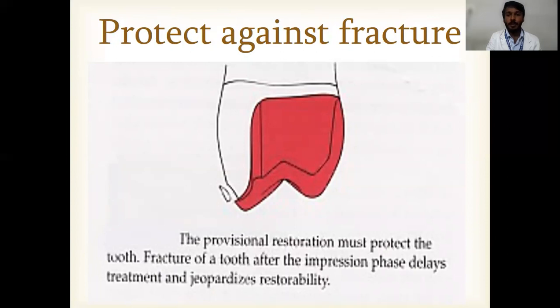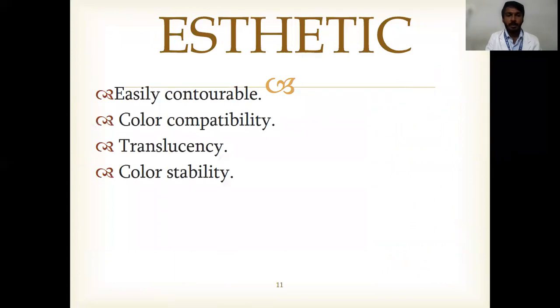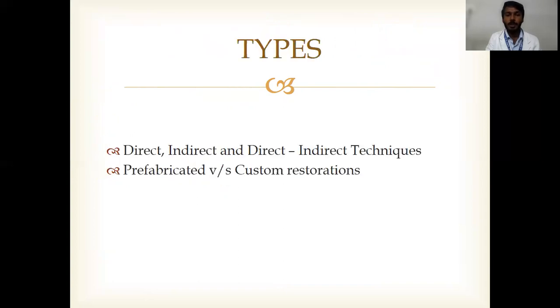Protect against fracture. The protection against fracture, in the sense, it should have adequate strength to withstand the masticatory forces to prevent the fracture of the underlying tooth structure. The aesthetic part should be easily controllable. There should be color compatibility, translucency and color stability.